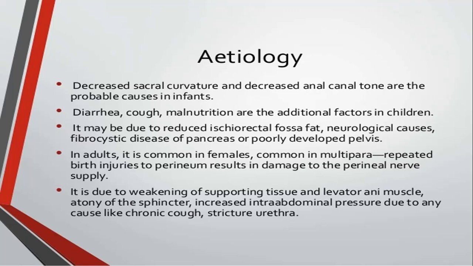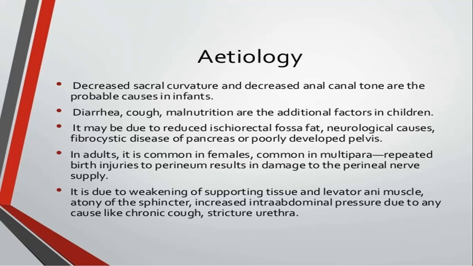Now, it is due to a weakening of the supporting tissue and levator muscles, which I have discussed earlier. I talked about the levator muscles and puborectalis muscles. These are the muscles which cause the tone of the sphincter. Increased intra-abdominal pressure due to any cause, like chronic cough and urethral stricture, is a cause which either weakens the sphincter or creates abdominal pressure.